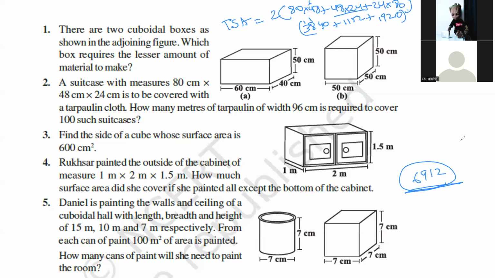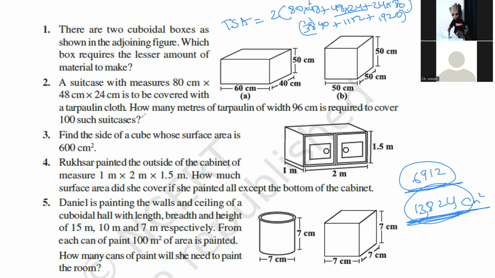Same answer. Okay, good. Now we should multiply with 2 more, sir. Why? Okay, there is a multiply with 2, right? Do it. 13,824, sir. Okay. 13,824. So this is the total material required for one box, right?